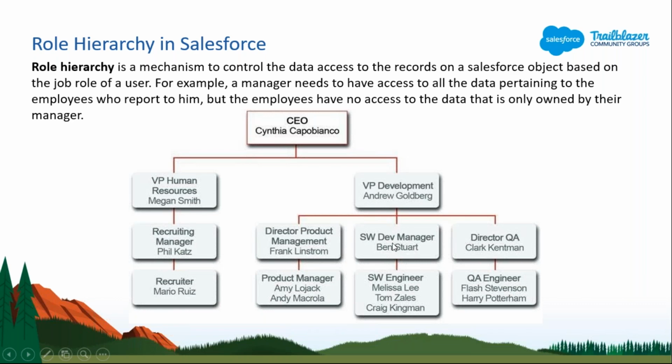So the software development manager will be able to see all those records which are created by those users. So role hierarchy will give access to the upper level of roles and will restrict access to the lower level of roles.